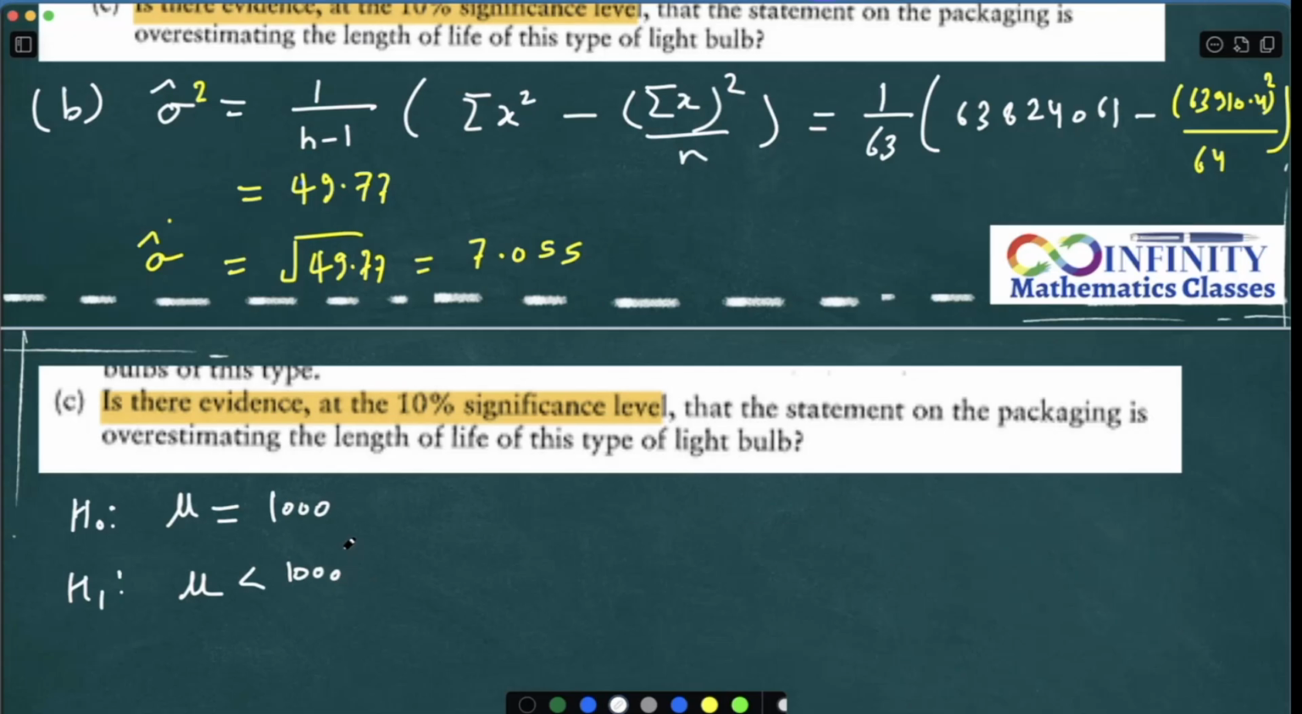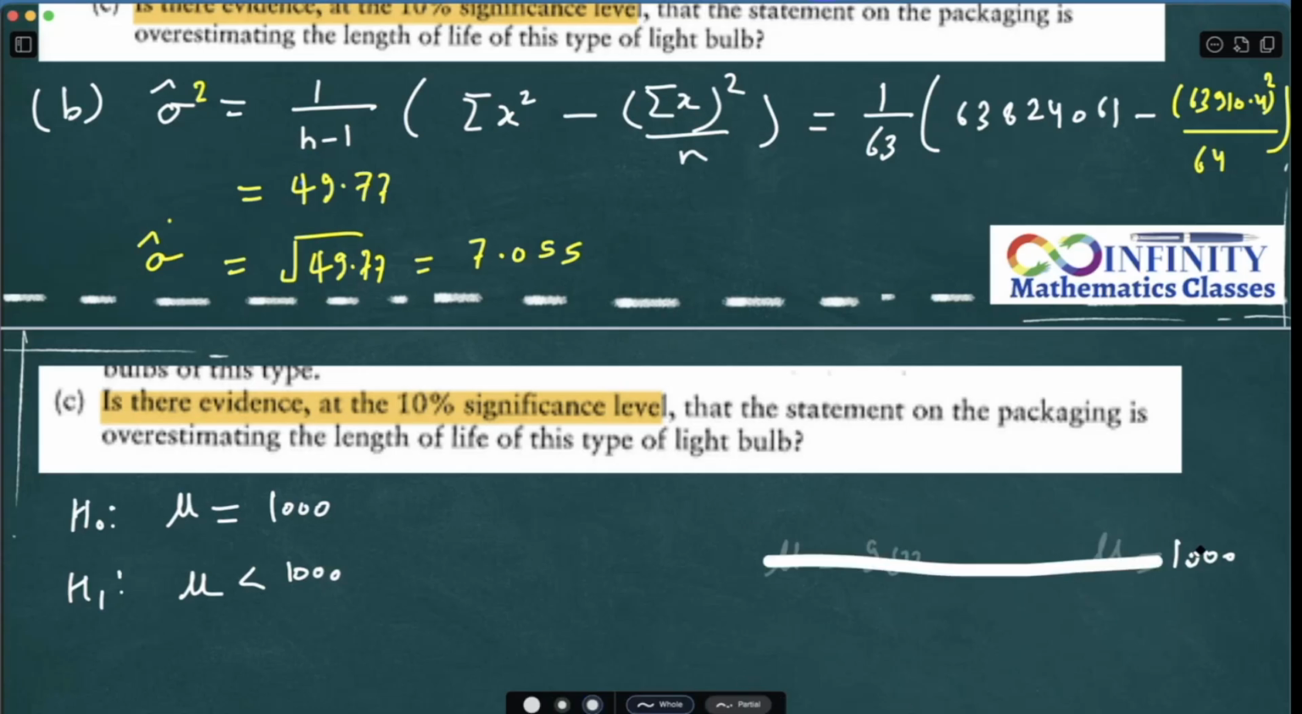The company claims that the average life of the bulb is 1,000 hours. But when you are testing, it is observed that the company has overestimated the length of the bulb life. So that means actual mu is going to be less than 1,000. Yes or no? Then only it is overestimated. Did you get the meaning? Just suppose actual is 950. Company claimed 1,000. So what did the company do? Overestimated. So this is the situation they are discussing.